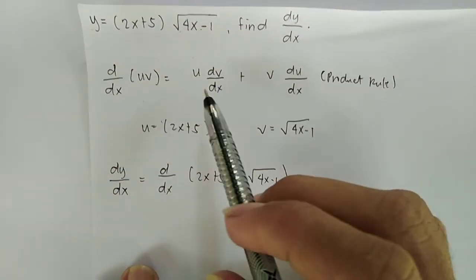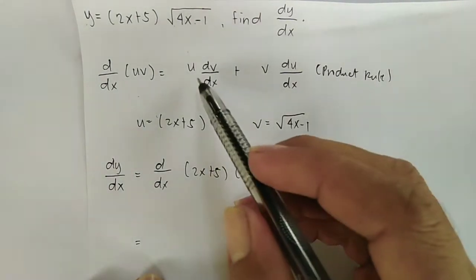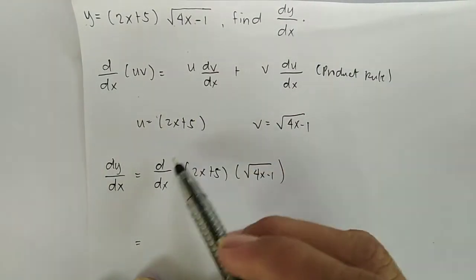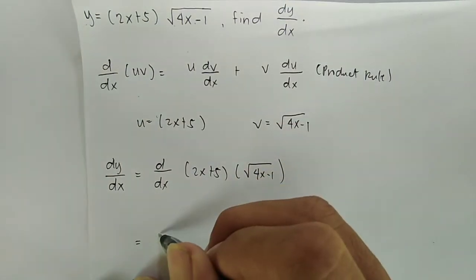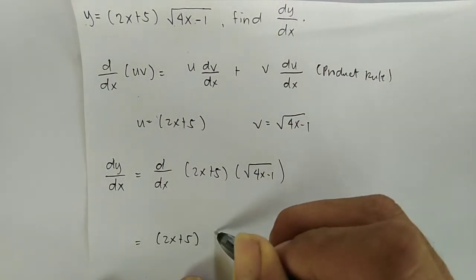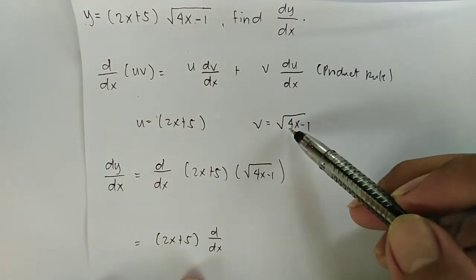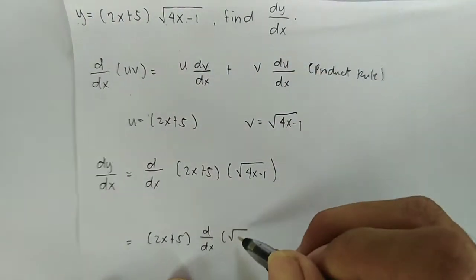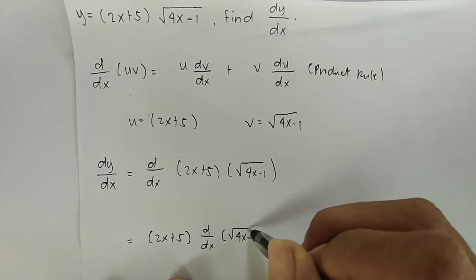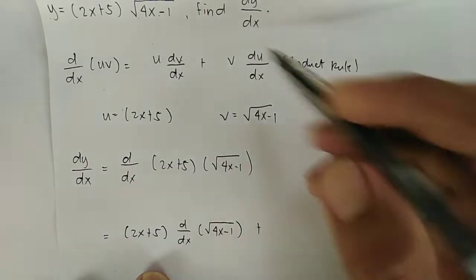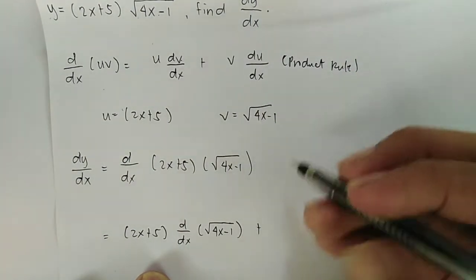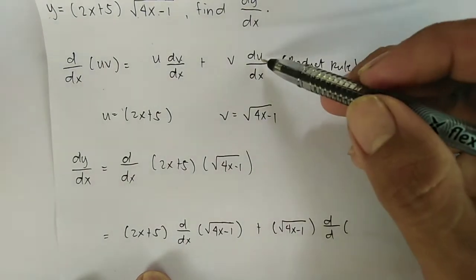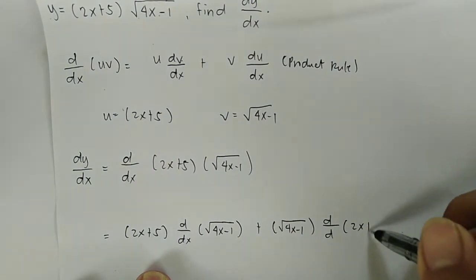So pag sinunod natin yung format ng product rule, we can say that the derivative of two functions u and v, so replace u with 2x plus 5. So sundin lang natin yan. So the quantity of 2x plus 5 times the derivative of the function v. So our function v here is square root of 4x minus 1. So palitan mo lang yung v, or substitute v with the square root of 4x minus 1. And then plus v. So our v is square root of 4x minus 1, then times the derivative of the function u. So our u is 2x plus 5.